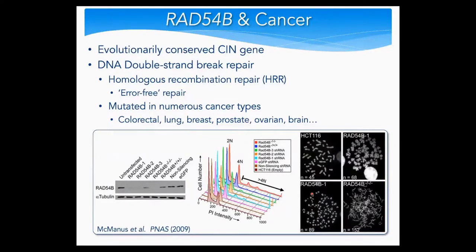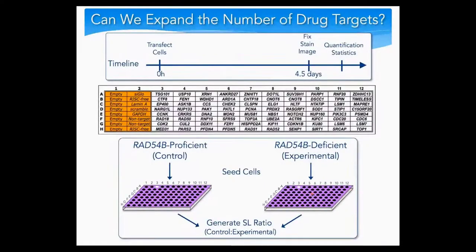So RAD54B is certainly a chromosome instability gene that we hope to exploit through synthetic lethal approaches. One of the nice things about RAD54B is it has a yeast ortholog that has been studied for synthetic lethality for a long time, and there's a lot of synthetic lethal interactors that have been identified. So what we wanted to do is query the human orthologs of those synthetic lethal interactors to see if we could identify some of those synthetic lethal interactions, whether or not they're conserved in the human context.